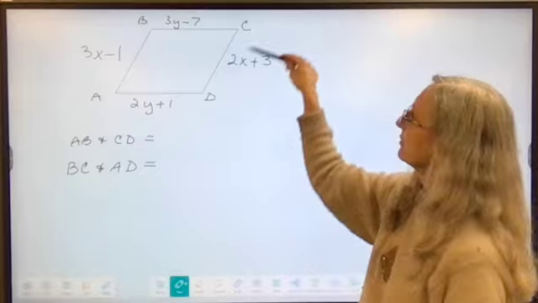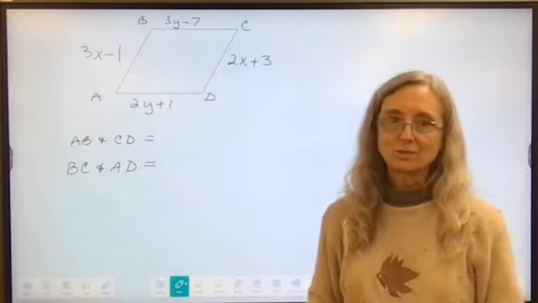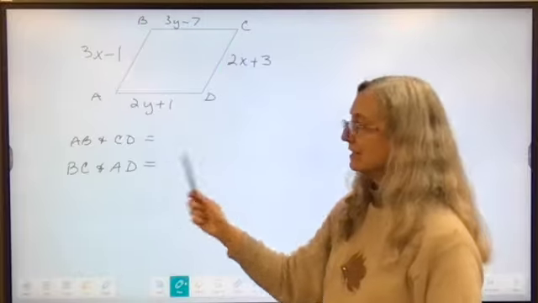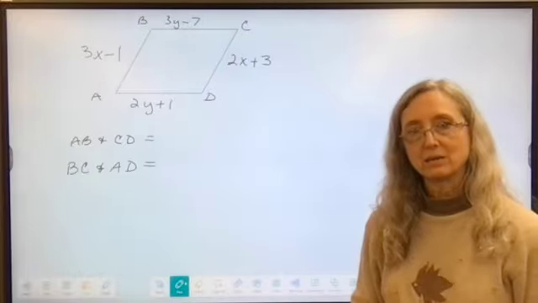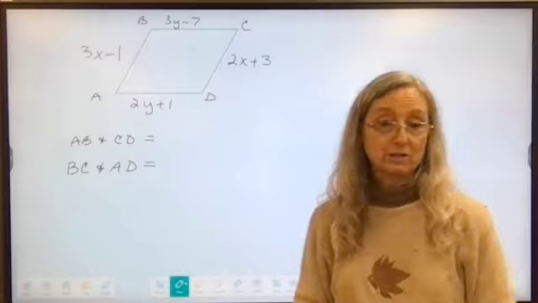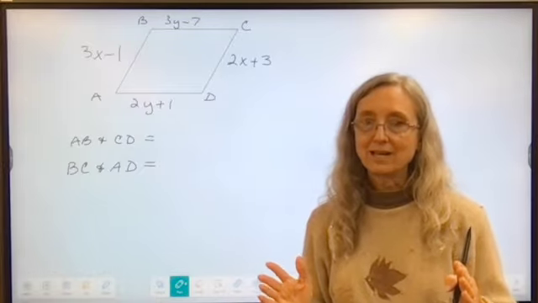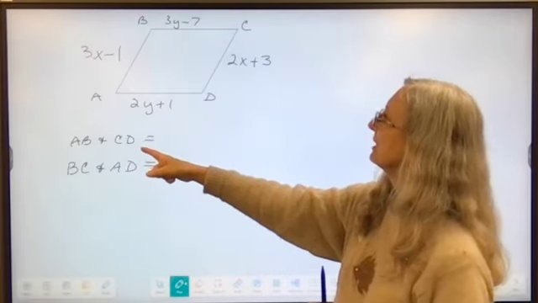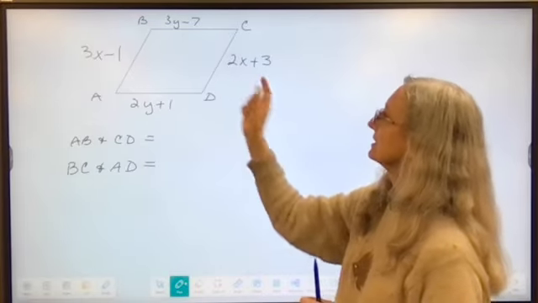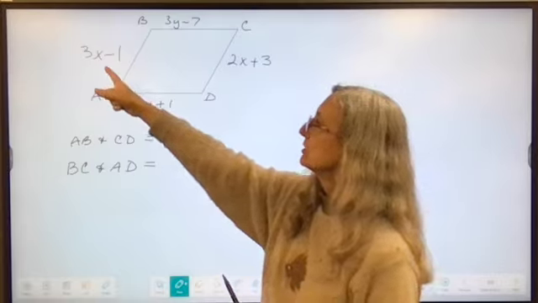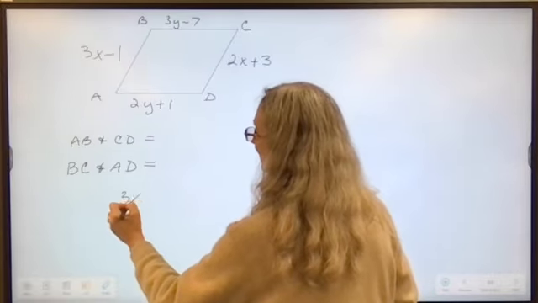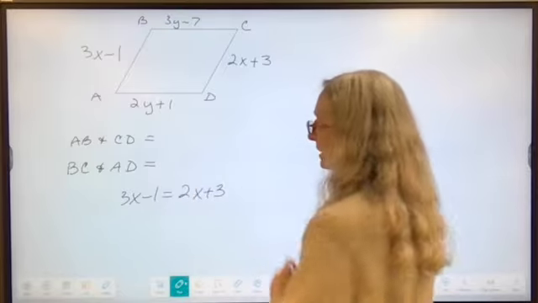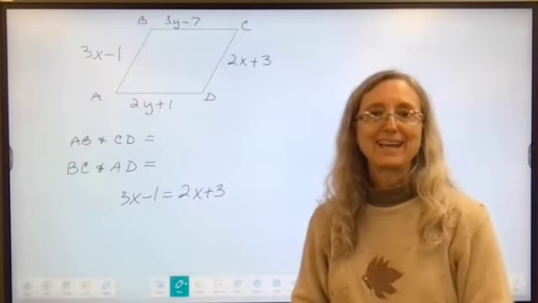I paired them together because they are opposite sides, which means they'll have the same length. And also BC and AD are paired together for the same reason. It's a parallelogram, which means opposite sides are congruent. They have the same length. So to find out about AB and CD, I need to realize 3x minus 1 is equal to 2x plus 3. So find your answer for that and see what you get.